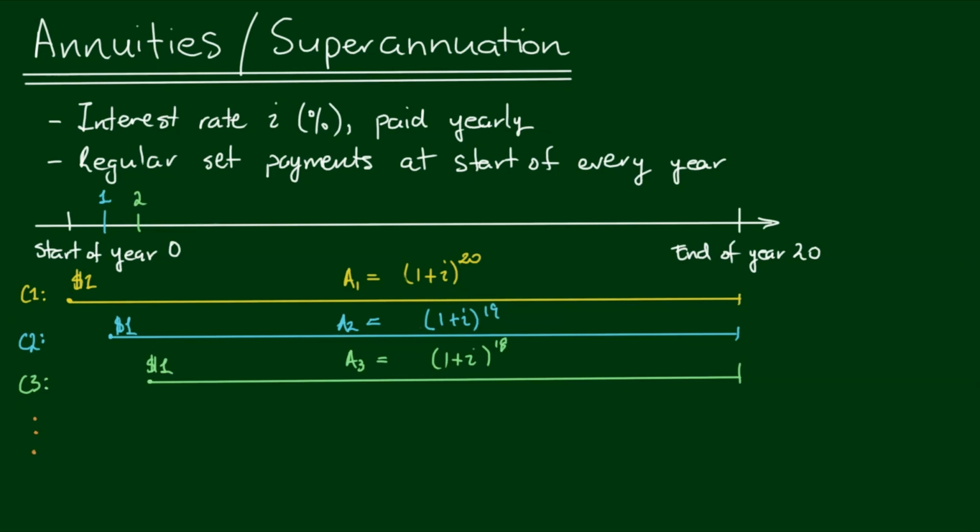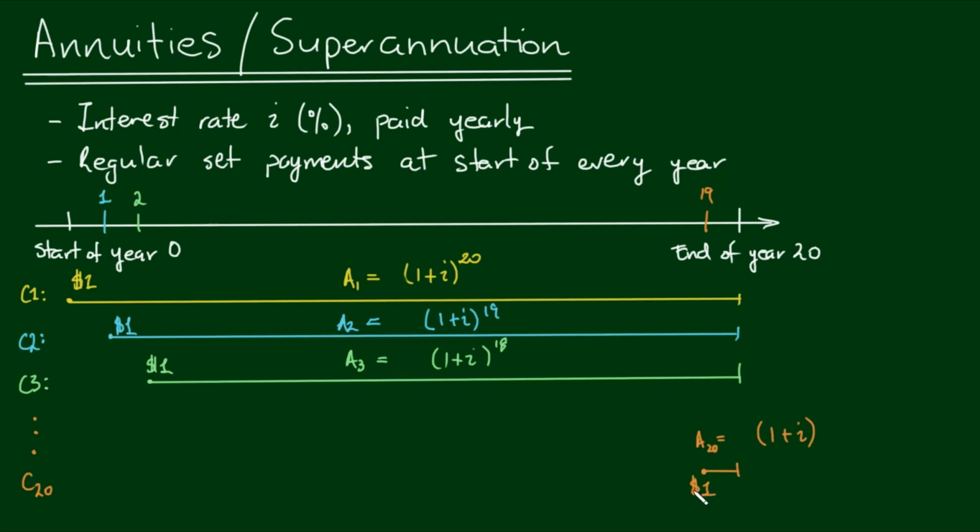We'll make our final contribution at the start of year 20. The 20th contribution will be made after 19 years at the start of year 20. And this is only going to accumulate interest for 1 year. So A20 will simply be equal to the $1 invested times 1 plus I, because that particular contribution only has 1 year to grow.